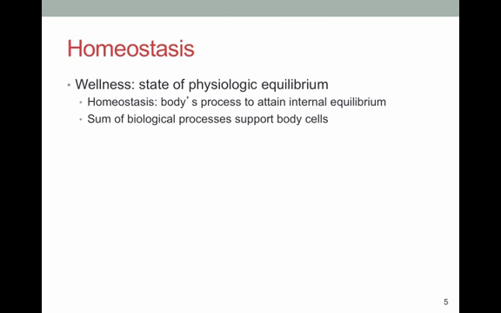Homeostasis. One of the most important and primary functions of the human body is to maintain a relatively even state of temperature, acid load, oxygenation, blood glucose, and so on. Everything kind of needs to be in balance. Wellness is a state of physiological equilibrium, and homeostasis is the body's process to attain internal equilibrium.